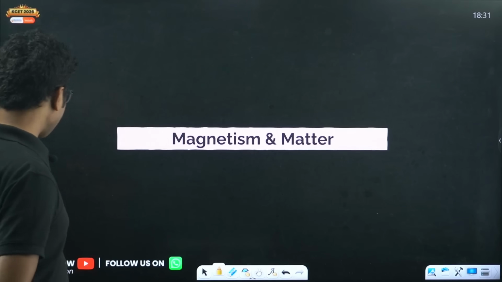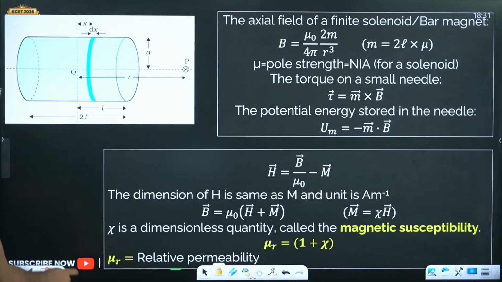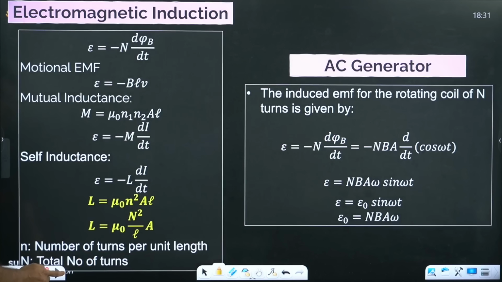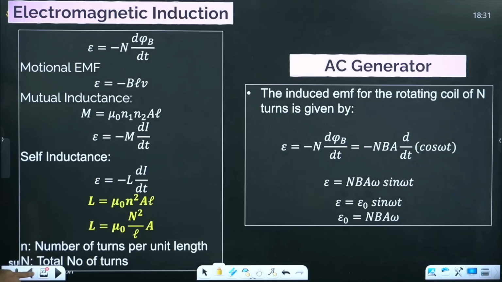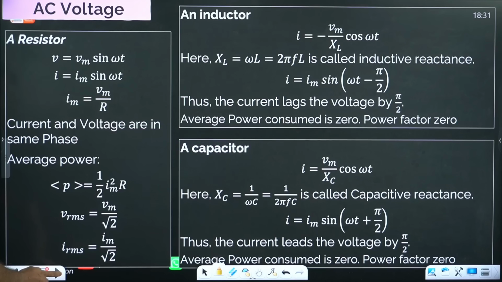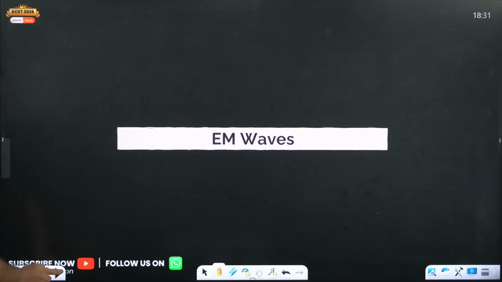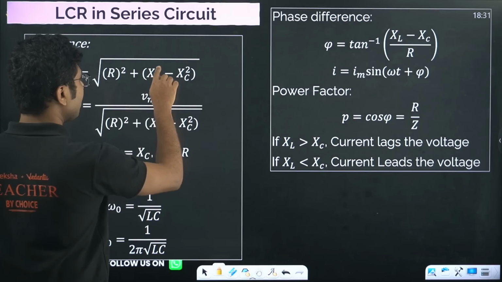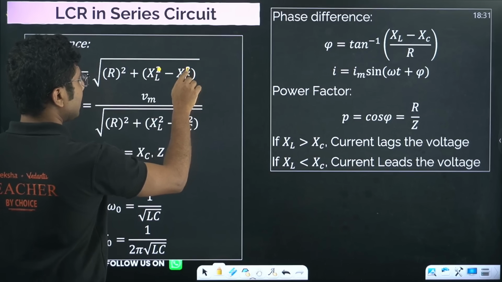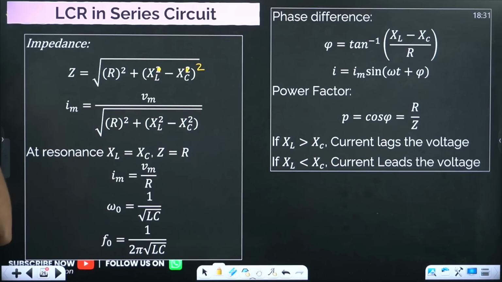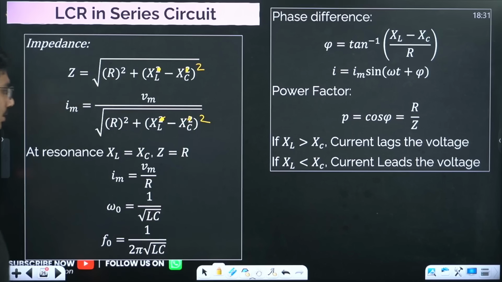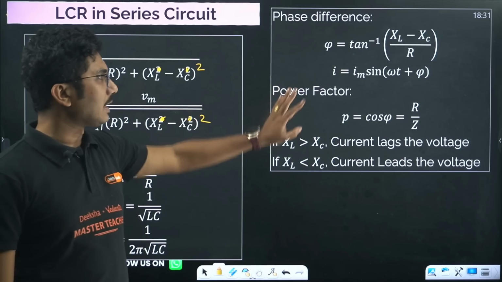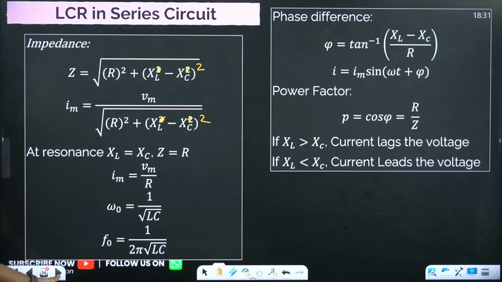Now magnetism and matter is there, so I will just show you the entire PDF slowly. Moving charge, magnetism and matter, electromagnetic induction, all the formulas are given, alternating current. So basically you can revise all the chapters. I think there is a small error in these formulas: this will be square outside, and in terms of current it will again be outside. All the basic formulas are given here. You can revise it quickly.